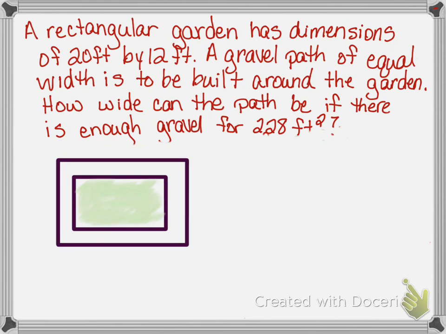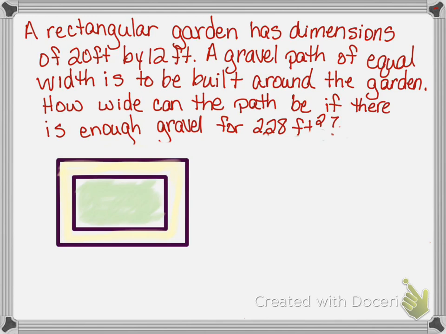Then what I have is a path around the garden that is gravel. Another way that you might see a border problem is that you have a pool and then you have a sidewalk around the pool. So we have a rectangle and then we have something around that rectangle, such as a cement path or a gravel path or a picture frame, anything like that.